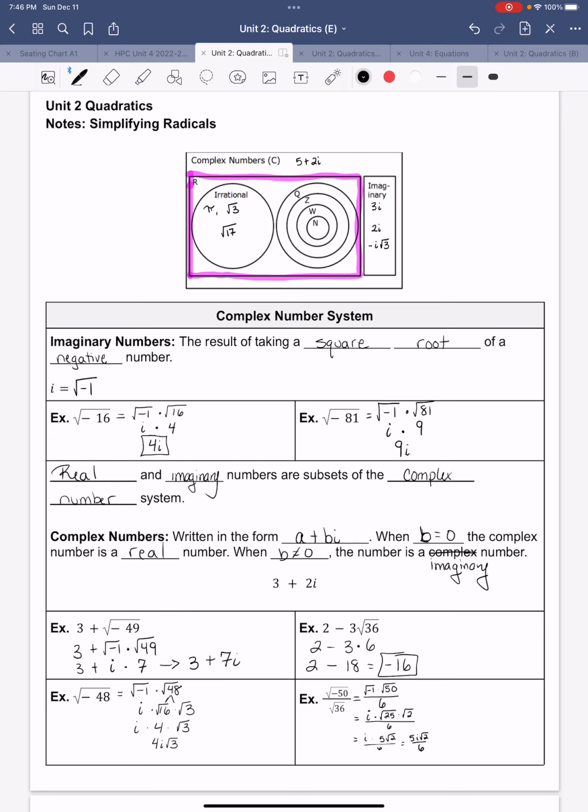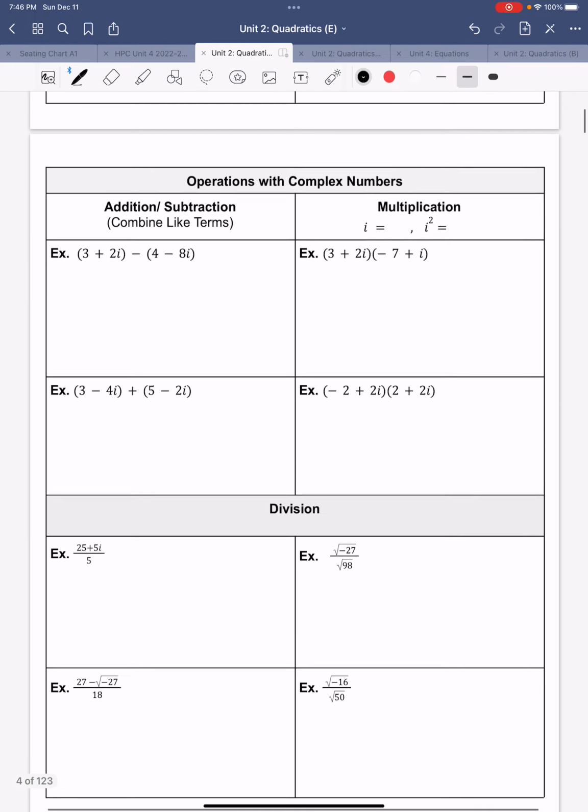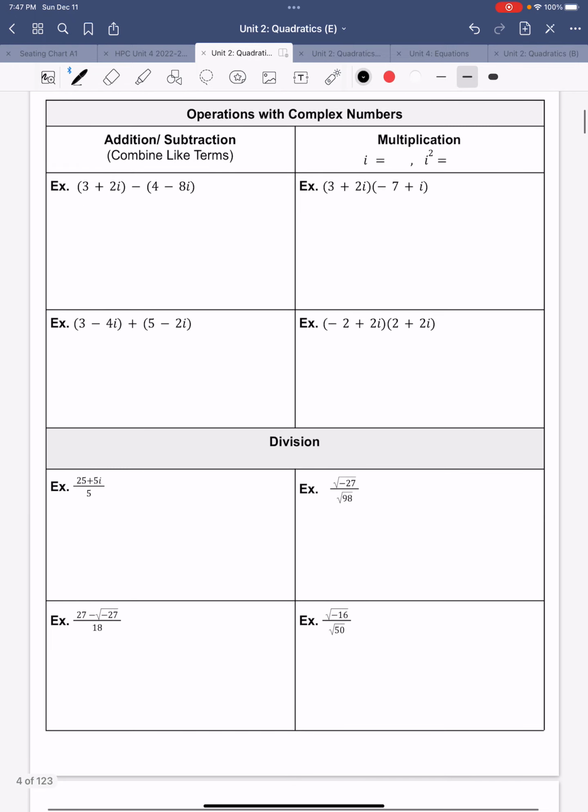If you don't have them, I would just pause the video and take these notes down. Ask Mr. Clay for this worksheet if you don't have it, or for this notes page if you don't have it. What we're going to be learning, our new information, is on the back of this sheet, and that's operations with complex numbers, and then you'll be doing a Delta Math to review that skill set.